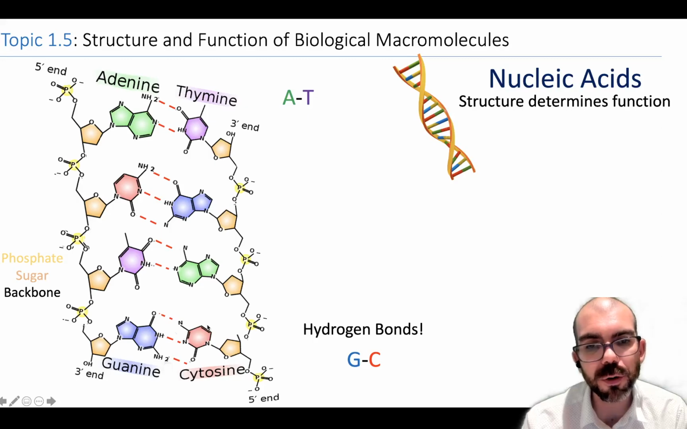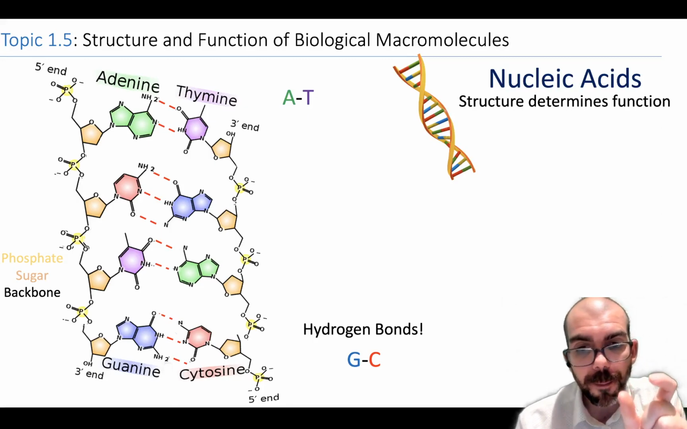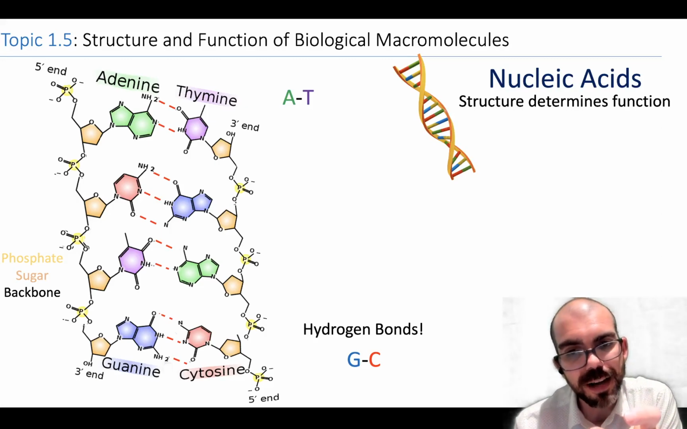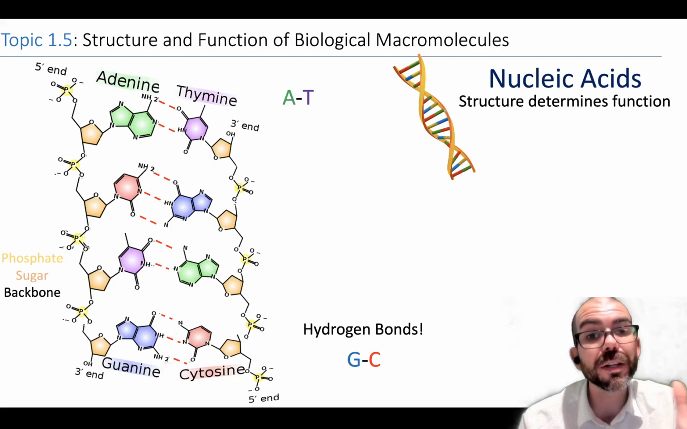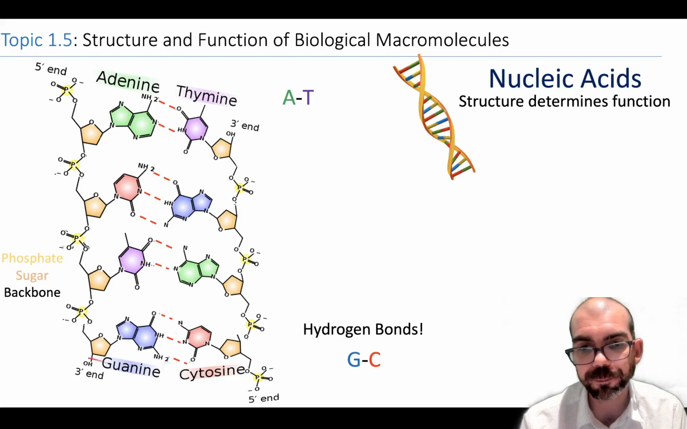That makes sure that on both strands we always have the same width. If we had 2 pyrimidines bonded together, 2 single rings, it would be too small, causing DNA to snap. And if we had 2 purines, 2 double rings, the rung would be too long, causing DNA to break.